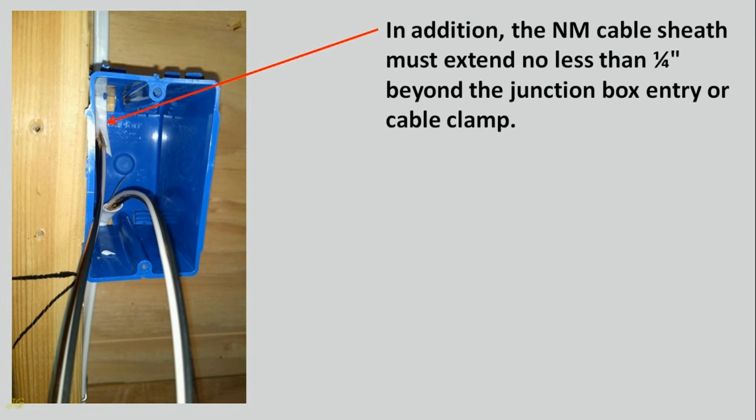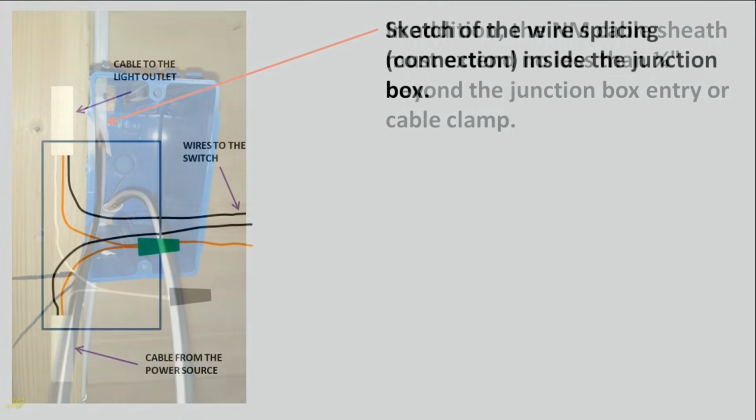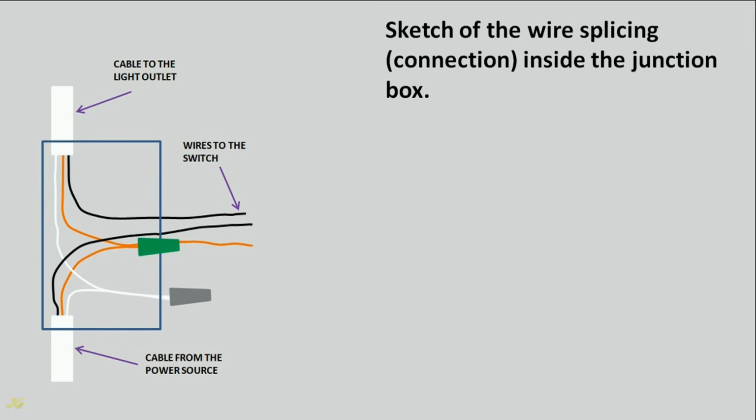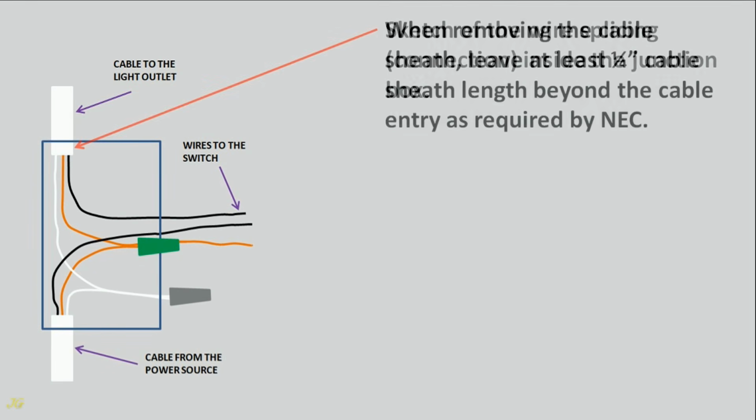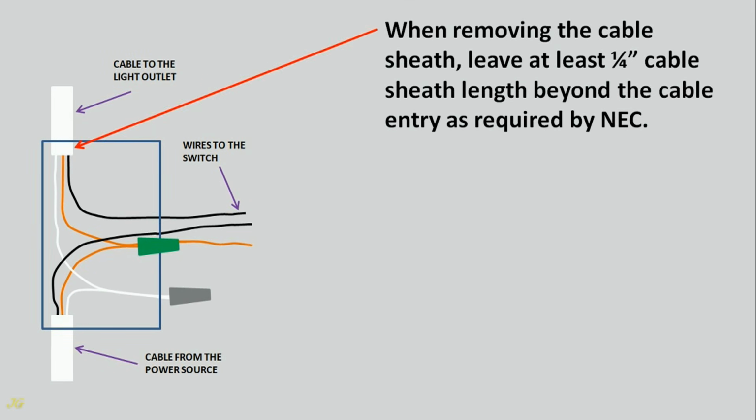In addition, the NM cable sheath must extend no less than 1/4 inch beyond the junction box entry or cable clamp. Sketch of the wire splicing connection inside the junction box. When removing the cable sheath, leave at least 1/4 inch cable sheath length beyond the cable entry as required by NEC.